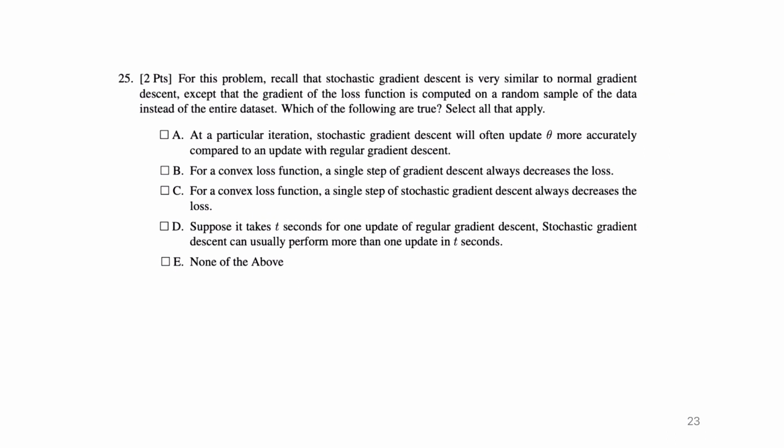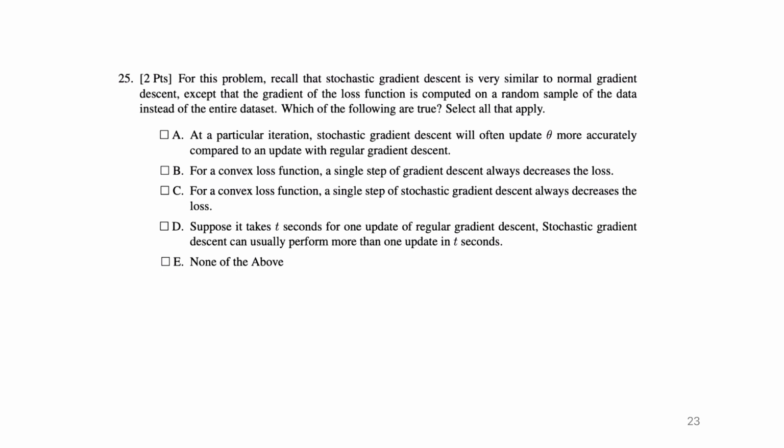Okay, let's do this gradient descent problem real quick. This question is comparing stochastic gradient descent to the normal gradient descent algorithm. Let's go through it together. We know that stochastic gradient descent is very similar to normal gradient descent, except that the gradient of the loss function is computed on a random sample of the data, instead of the entire data set. So which of the following are true?